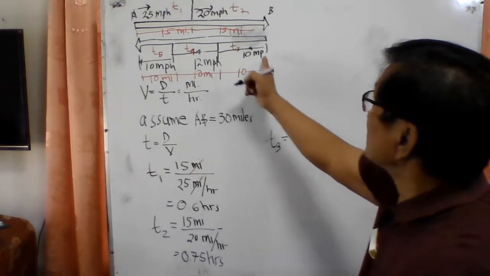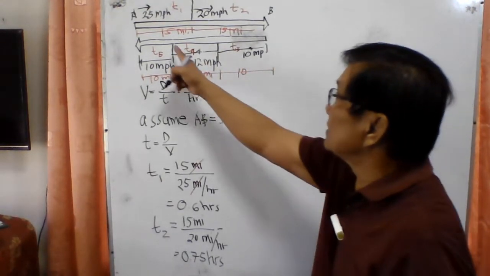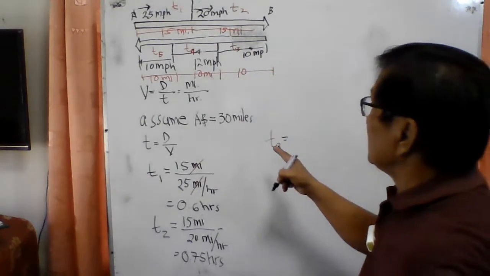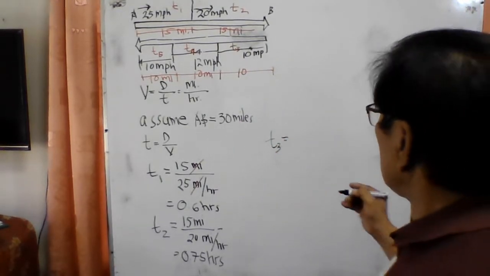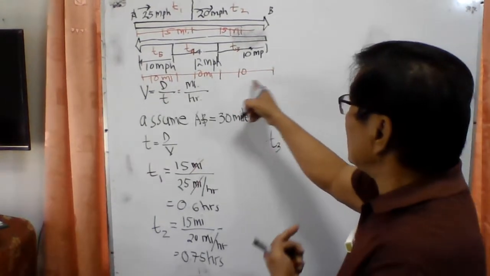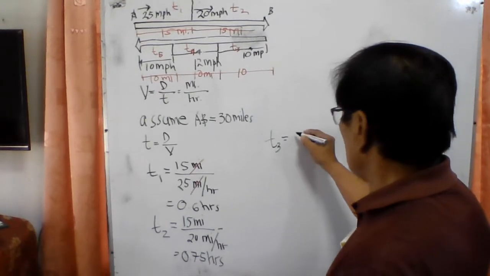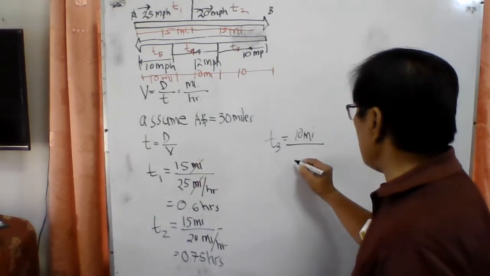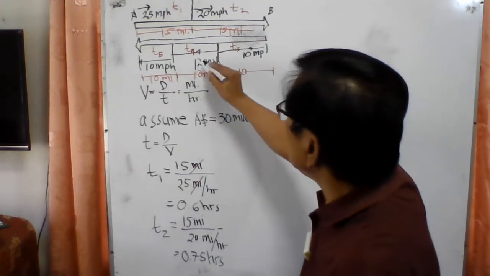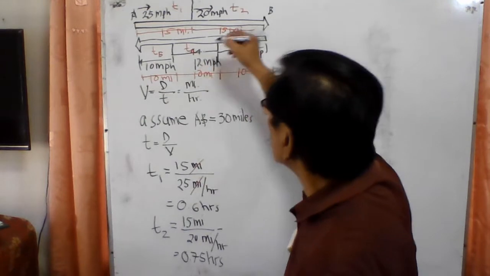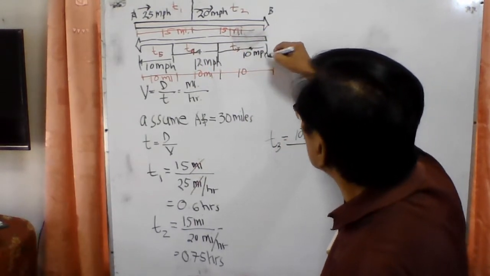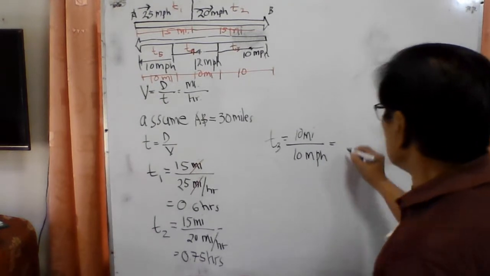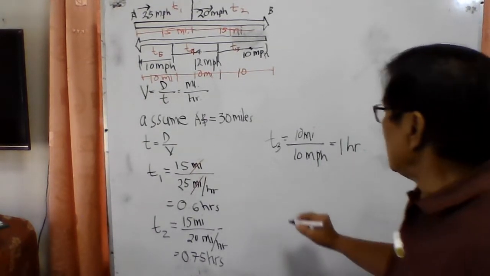Time 3 equals distance. In this case now, the distance is 1/3 of the whole length, which is 30 divided by 3 equals 10 miles, divided by the velocity this time, which is 10 miles per hour. This is 1 hour.